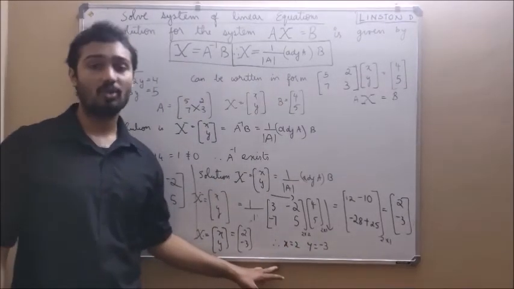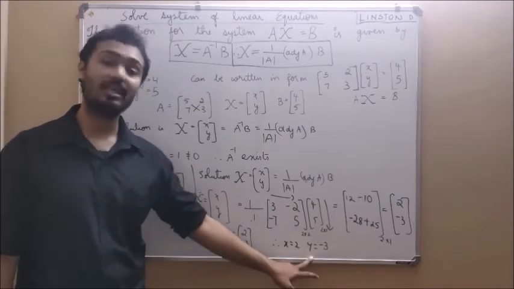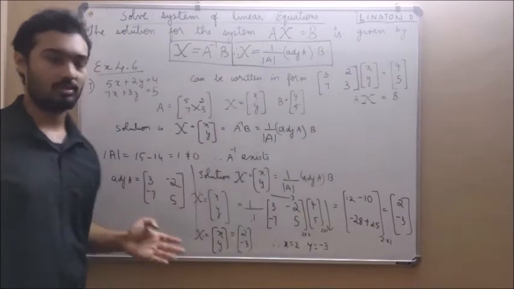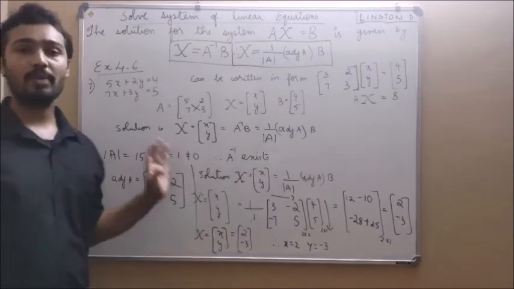So this forms the solution. x equal to 2, y equal to minus 3 forms the solution. So this is the way how you find the solution. I hope I am clear.